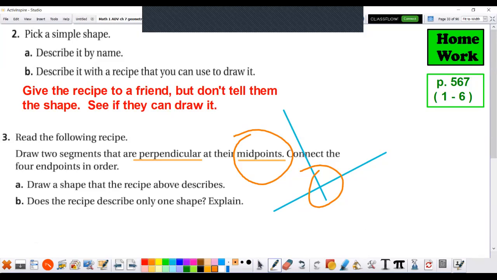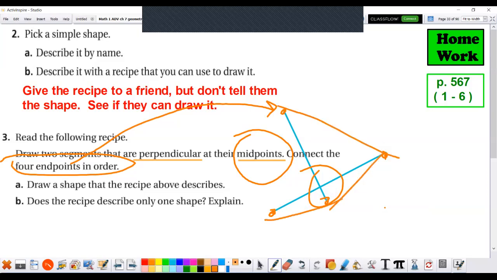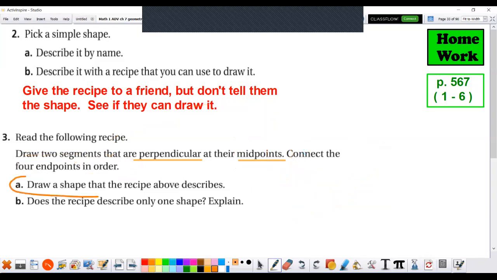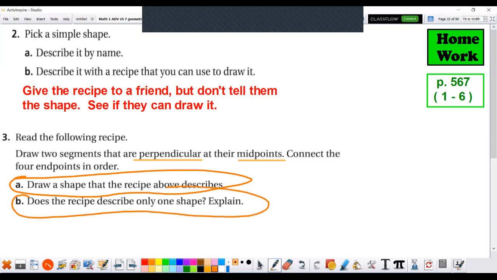So after you do that, then connect the four endpoints. What's an endpoint? A point at the end. So here and here. Of course, my drawing's not very good. Mine's intentionally wrong. I'm trying to get a dot right there. Then I want you to connect the end points. Okay. What shape did you make? Is it possible to make more than one shape? That's your question, so you draw it.